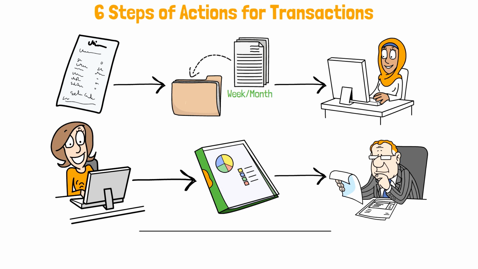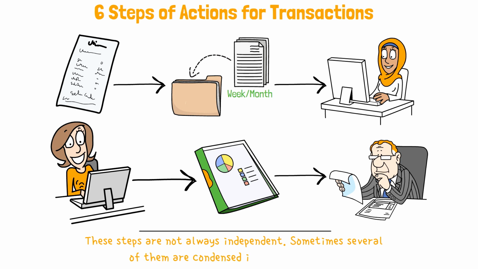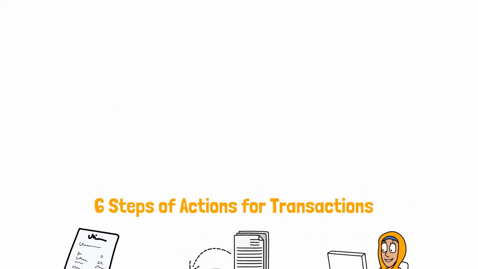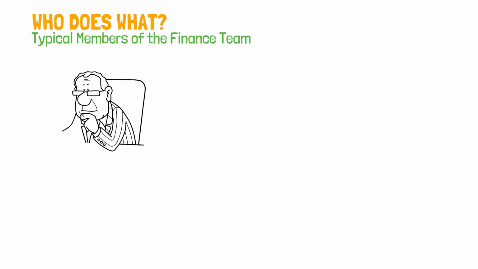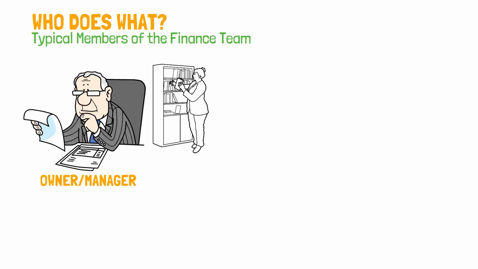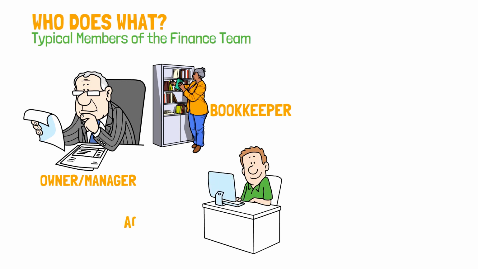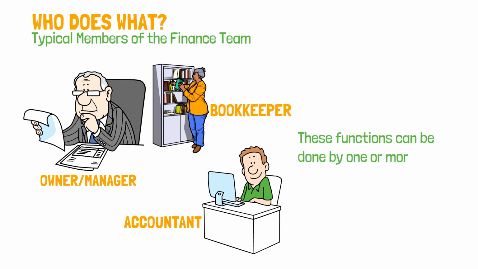In today's bookkeeping systems, these steps are not always independent. Sometimes, several of them are condensed into one operation. Now that we know what needs to be done, the question becomes, who does what? To answer that question, let us look at the typical members of the finance team of a small business. Usually, we have an owner or manager, then we have the bookkeeper, and finally, we have the accountant. Once again, and depending on the size and resources of the business, these functions can be done by one or more people.